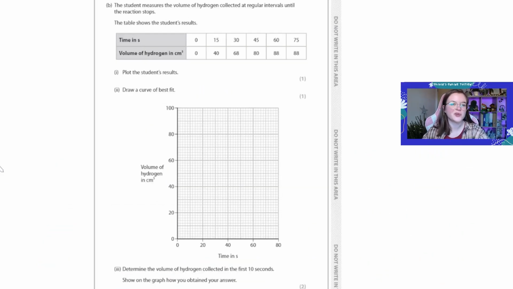Then part B is everyone's favourite question, the drawing the graph question. Everyone loves this question. So the student measures the volume of hydrogen collected at regular intervals until the reaction stops. The table shows the student's results. There they all are. Plot the results.